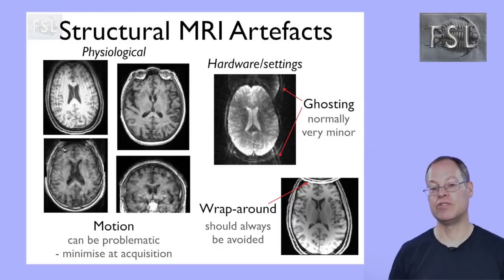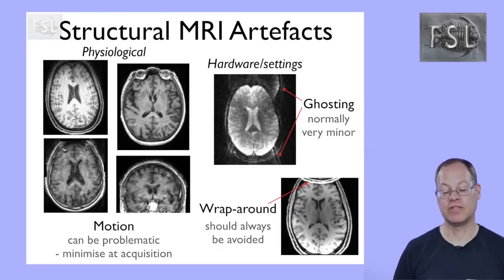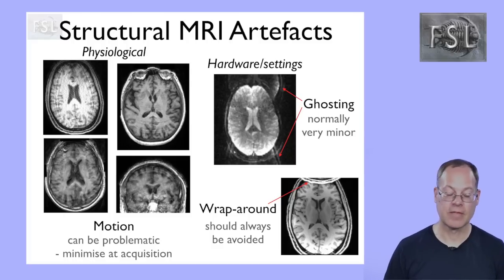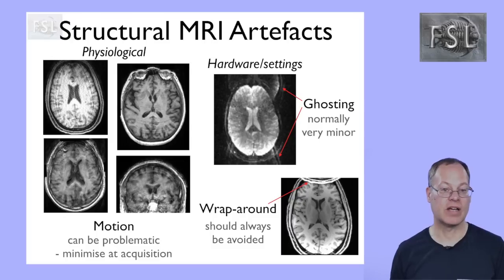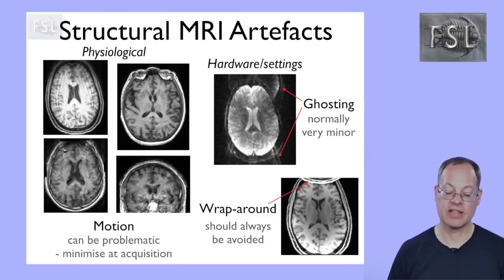You need a lot less motion to be a problem in functional and diffusion imaging, as we'll see later. But any motion is a problem and should be tried to be minimised at source. So you really need to try and deal with that whilst the scanning is happening. It's something that we can't as easily clean up later on in the analysis.